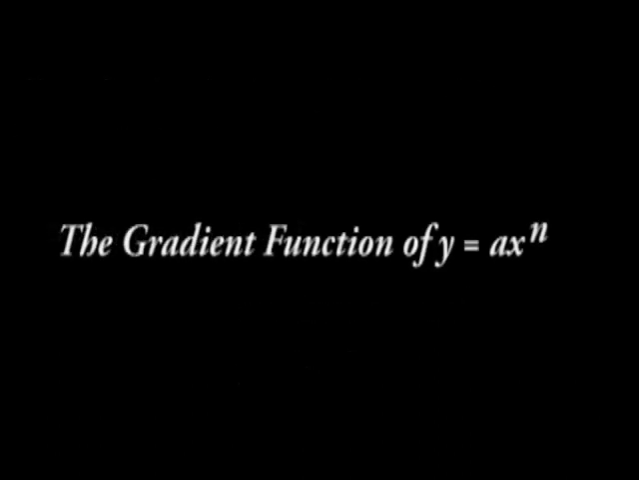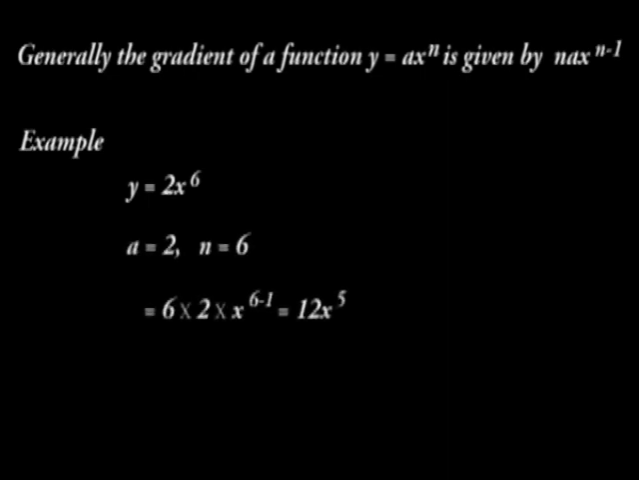The gradient function of ax raised to power n. Generally, the gradient of a function y is equal to ax raised to power n is given by na times x raised to power n minus 1. For example, y is equal to 2x raised to power 6: a is 2, n is 6, and therefore we shall have 12x raised to power 5. Y is equal to minus 3x to power 4: we shall have minus 12x raised to power 3.